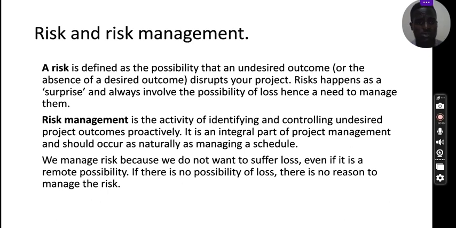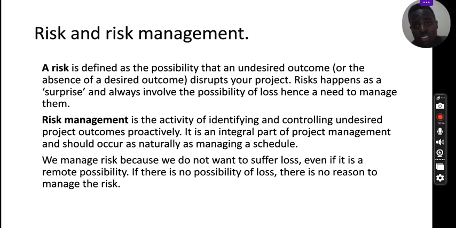A risk is a possibility that an undesired outcome or the absence of a desired outcome disrupts your projects. This is to say that if something happened, either you have missed what you expected, or you have not achieved what you wanted, it can disrupt your project. That is a risk. And we are saying that it is the possibility that an undesired outcome can happen or can disrupt your project.